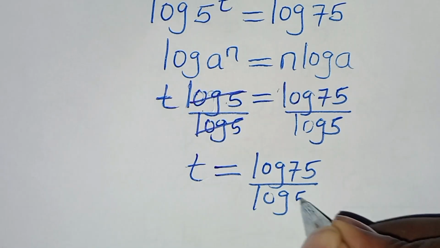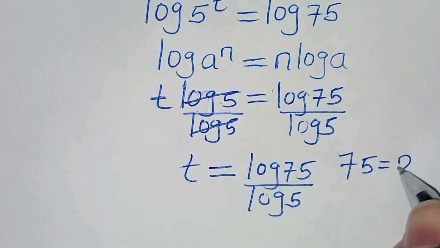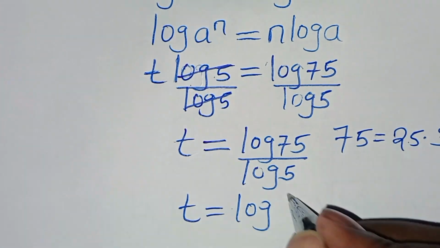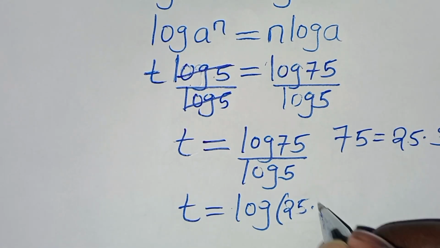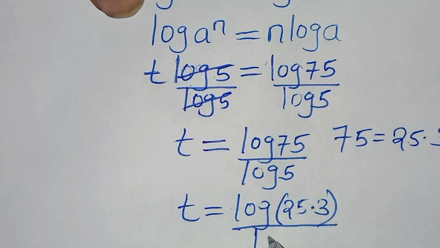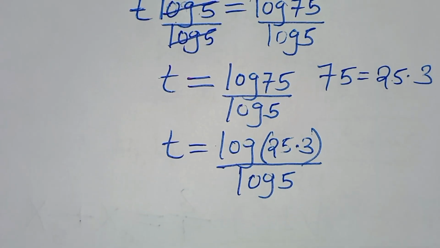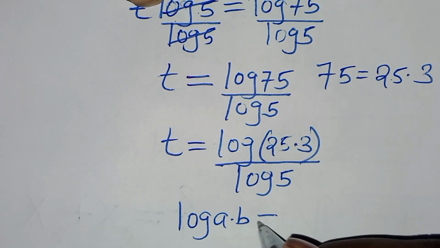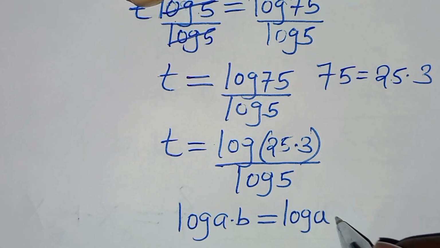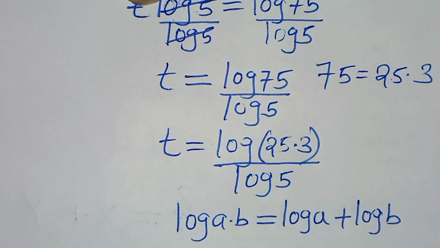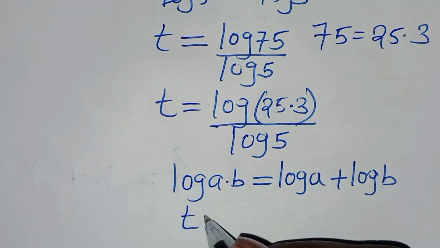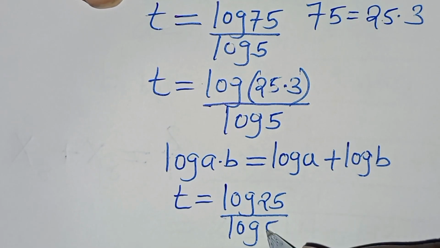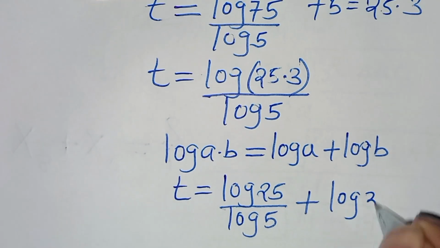We can express 75 as 25 times 3. Let's substitute this, so that t is equal to log of 25 times 3, then divided by log 5. Now you find that log of 25 times 3 is in the form of log a times b, which we can express as log a plus log b. Applying this logarithm property, we have t equal to log 25 divided by log 5, plus log 3 divided by log 5.